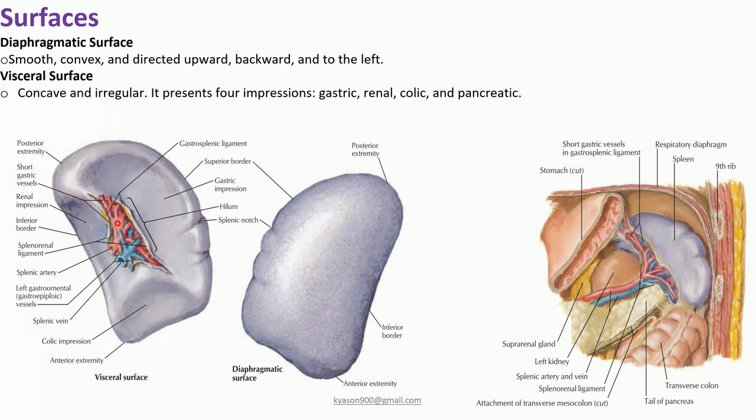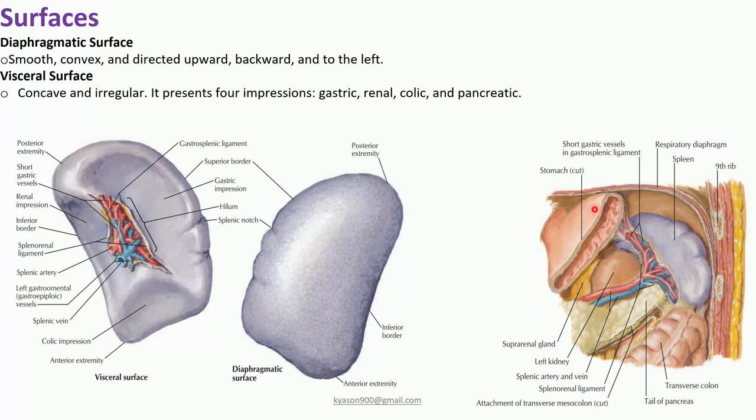It's irregular because there are many organs that are close to it, okay? That surface there that is facing the organs is the visceral surface, okay? It has different impressions because there are different structures that are going to be close to the spleen. You can see the left kidney, as we've mentioned, it's going to be close to the spleen, so there will be a renal impression, okay?